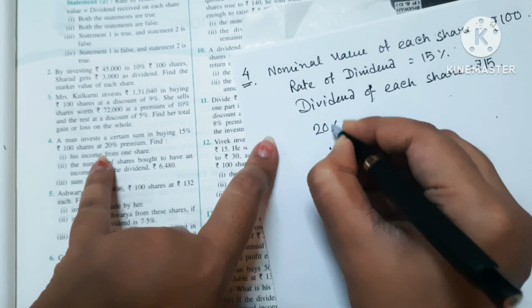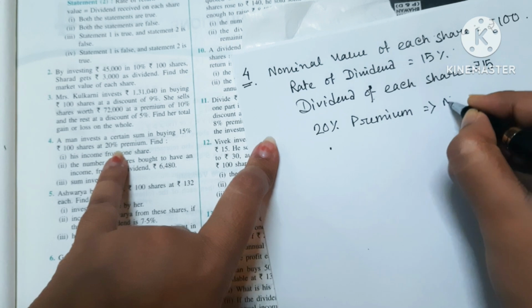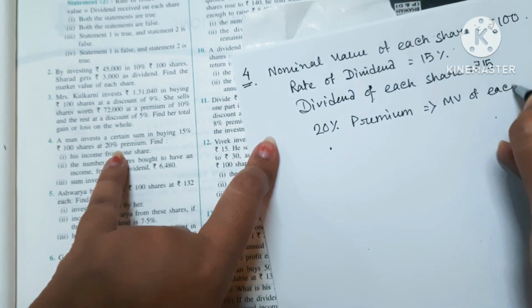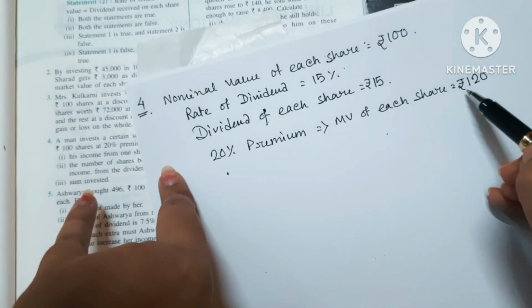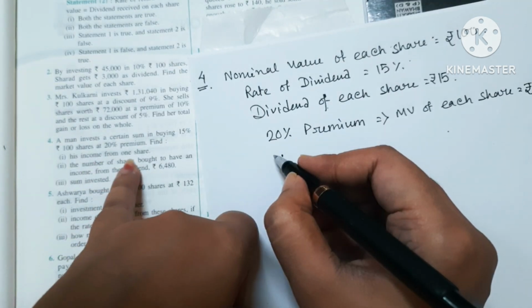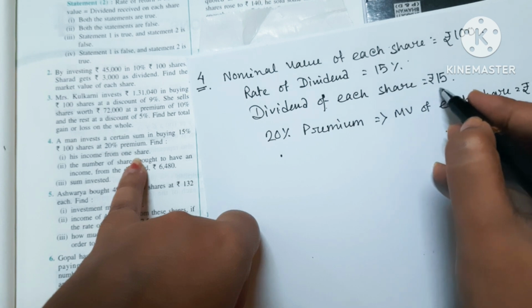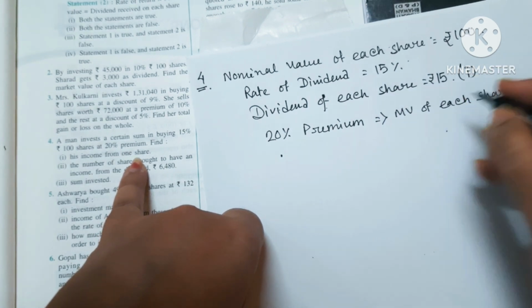Now 20% premium, that means market value of each share 120. Market value of each share is 120. Okay, so income from one share, that will be 15 rupees, that is the income of one share. So answer of question number 1, that is this one.